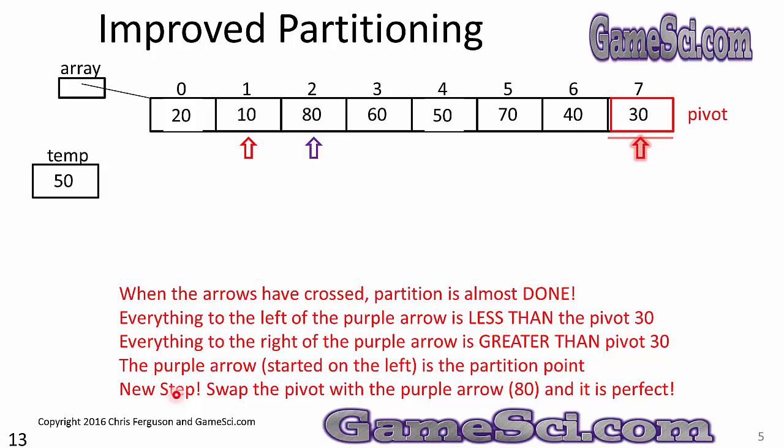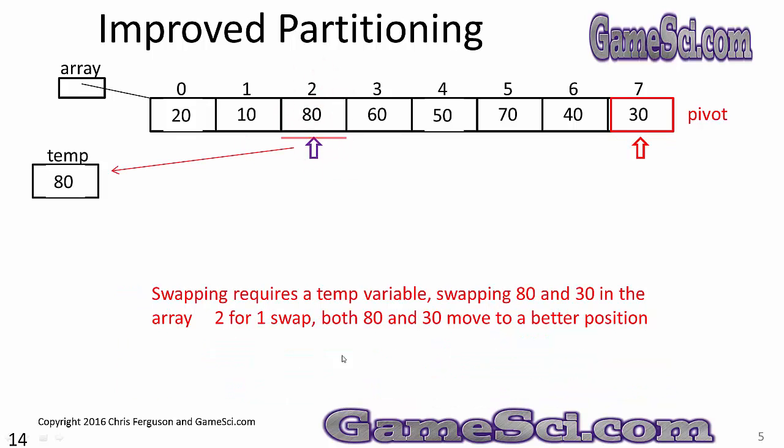Now we're going to add a new step. The new step is to swap the pivot with the purple arrow, the 80, and it's perfect. Notice how I had this glowing red arrow here. The last thing this improved partitioning algorithm does is it moves that 30 to where the purple arrow is. Simple swap. Swapping requires a temp variable. We'll move the 80 into the temp variable and we'll swap with 30 in the array.